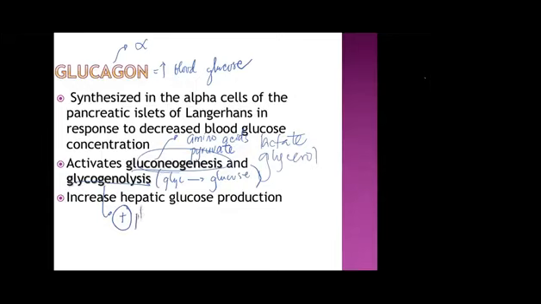Okay, so it activates the enzyme glycogen phosphorylase. And then, glucagon also increases hepatic glucose production. By enhancing hepatic glucose production, apparently there is increased blood glucose level. We will survive. Okay, ma-overcome natin ang fasting, o yung taggutom. These are the effects of glucagon.